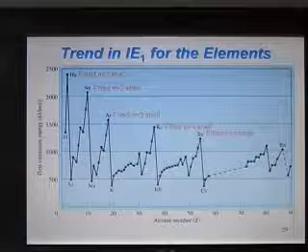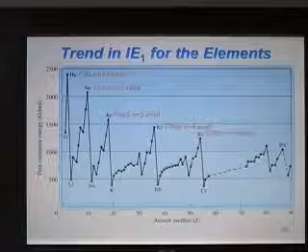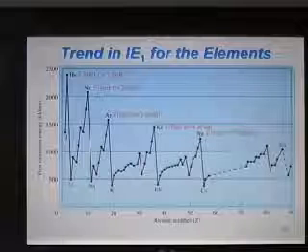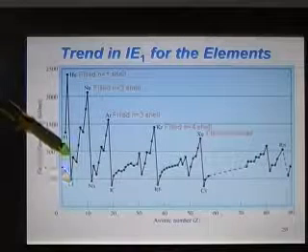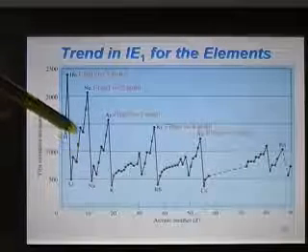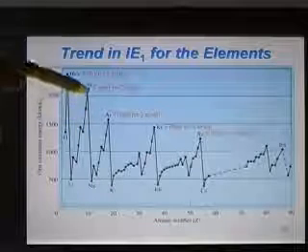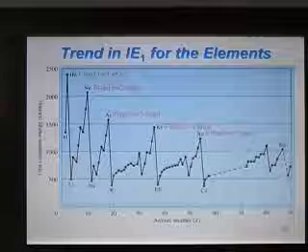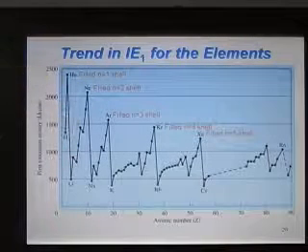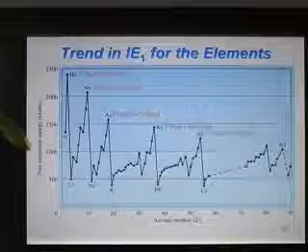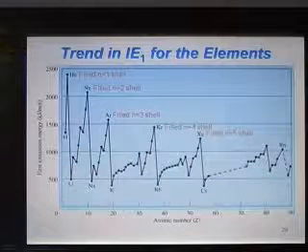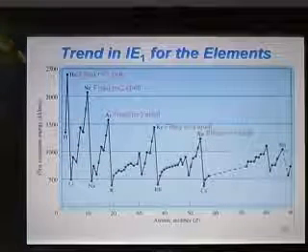There is a general trend in the ionization energy for the elements. As you go across the periods, as shown here, so lithium, beryllium, boron, carbon, nitrogen, oxygen, fluorine, neon, as you go across the periodic table from left to right, the ionization energy increases. As you go down the periodic table, helium, neon, argon, krypton, xenon, it becomes easier to remove an electron.